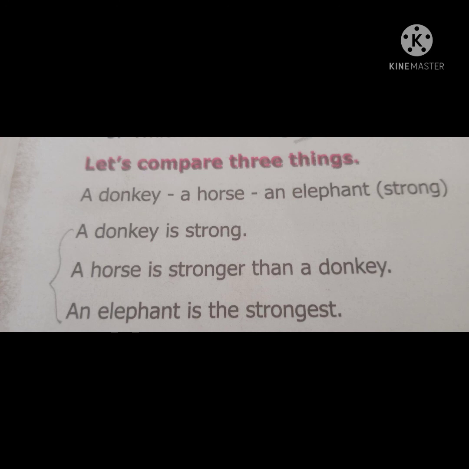So you look at these sentences. A donkey is strong. So this is positive. For comparative, how will you write? A horse is stronger than a donkey. So it is stronger. So it is comparative. They are comparing the horse and donkey. And then the superlative degree, you look. An elephant is the strongest. They told, the elephant is the strongest animal.